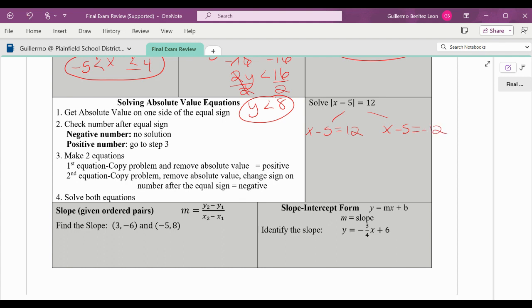And you solve each equation. So the opposite of subtracting is adding. Notice the work will appear the same, but you will generally get two different numbers. So these are my two answers because you made two cases.